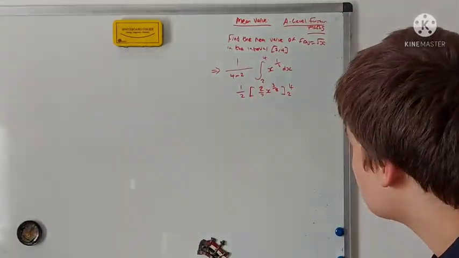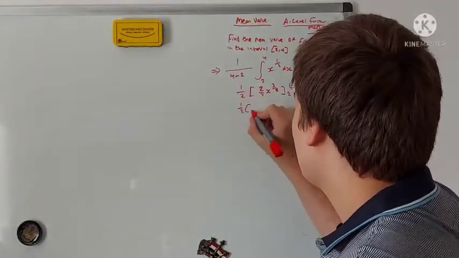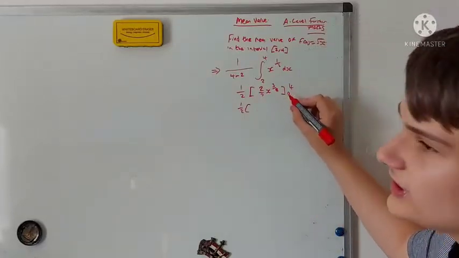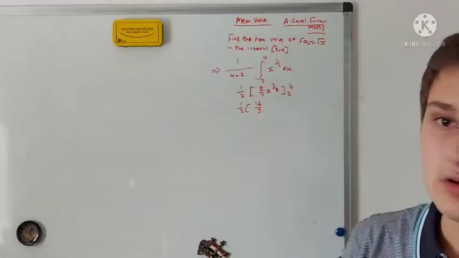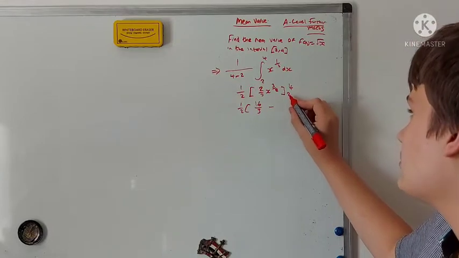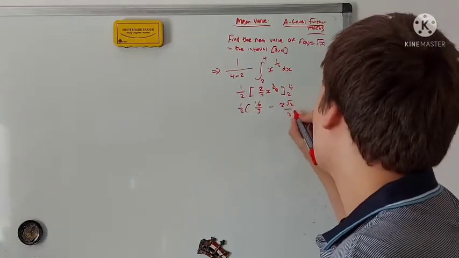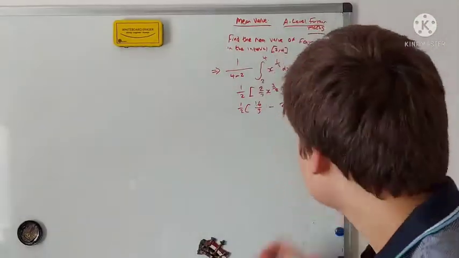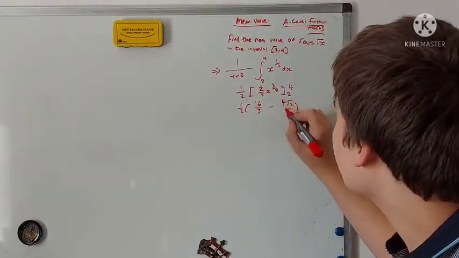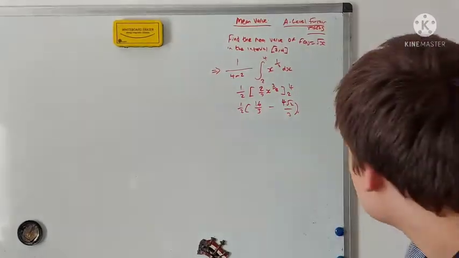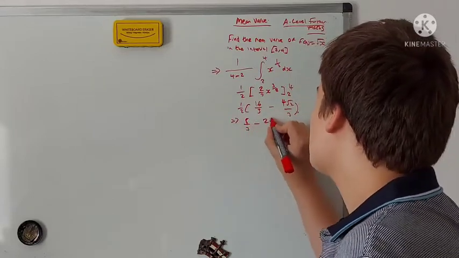Now, the next stage is just substituting in, right? So, I'm going to bring the half out the front. Now, 4 to the 3 halves, well, that'll be 8 times 2/3, which should be 16 over 3. Okay, take away, well, that's going to be root 2 cubed times 2/3, so that is 2 root 2 over 3. Don't forget I'm still multiplying by a half. Simplifying root 8, and multiplying through by the half, I get 8/3 minus 2 root 2 over 3.